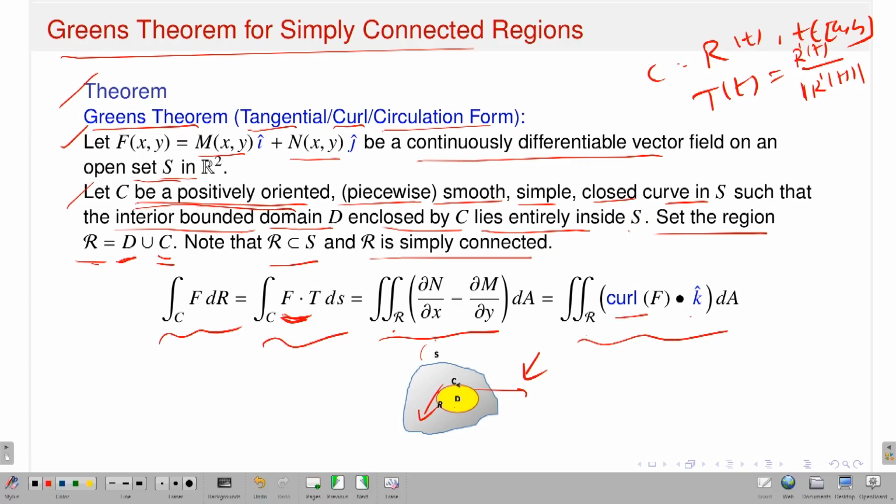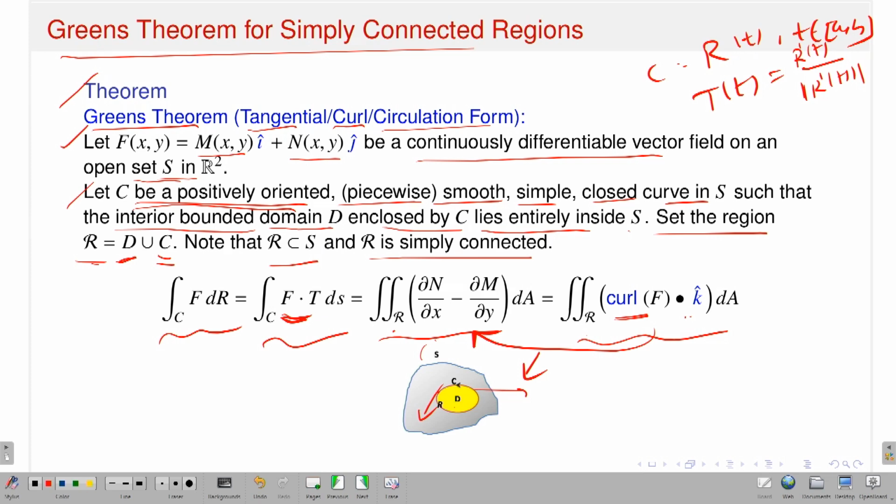of curl of F dot k cap, because I can see my F inside R3 also. This capital F, which is M times i cap plus N times j cap plus 0 times k cap, I can look at as a vector field sitting inside R3, and then you just calculate the curl of this vector field dot with the vector k cap, and it turns out to be ∂N/∂x minus ∂M/∂y. Okay. So, this is the statement.